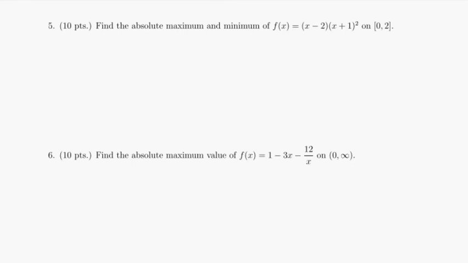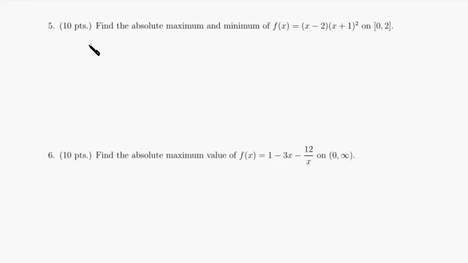Okay, let's look at exam 3B, problem number 5. So we want to find the absolute max and absolute min of this function right here over a closed interval from 0 to 2. Alright, so let's do that.